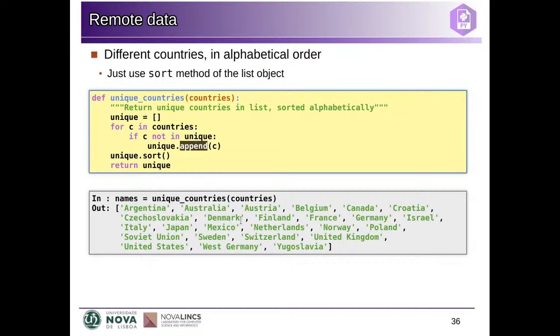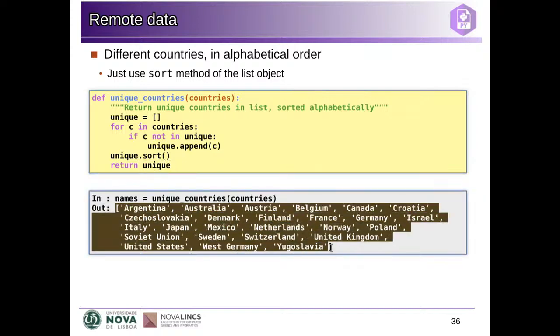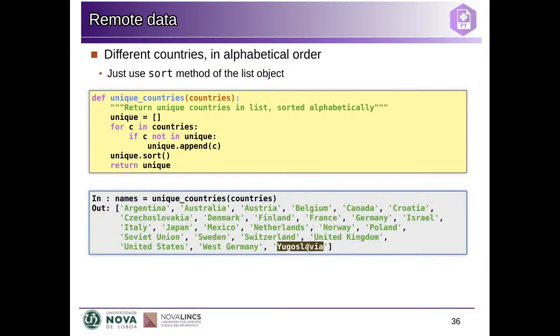So now we want them in alphabetical order. We can just call the sort method of the list. So lists have a sort method that you can use to sort everything in ascending order, as long as all the elements of the list can be compared. So you have to be careful. If you have mixed type of elements, this can return an error. But in this case, we only have strings, so they are sorted in ascending order. This means alphabetically. And now we return the list unique, and we have here the names of the countries, but only one country once each time, and in alphabetical order from Argentina to Yugoslavia.